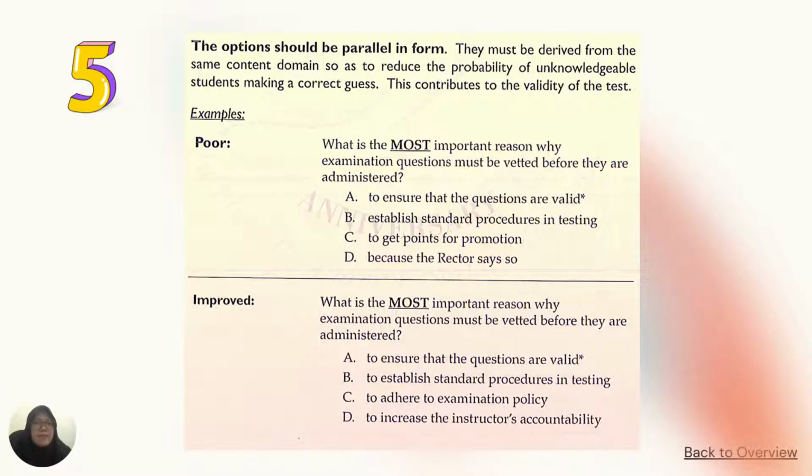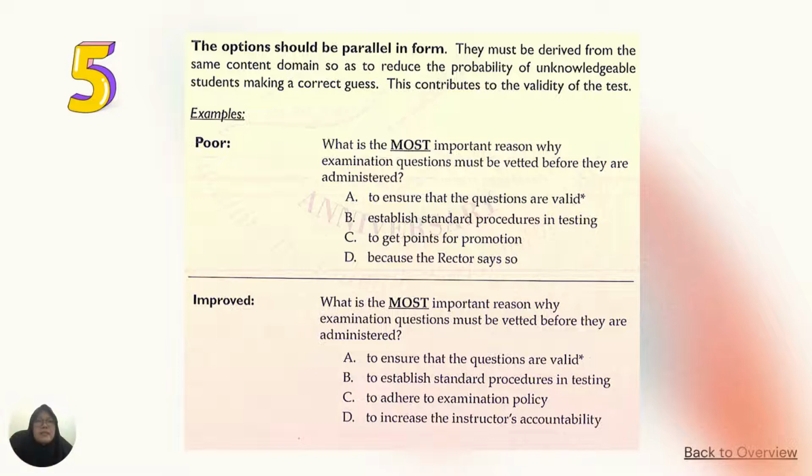And then the fifth guideline is that the options should be parallel in form. They must be derived from the same content domain so as to reduce the probability of unknowledgeable students making a correct guess. This contributes to the validity of the test. It is very important to have parallel options, because usually students can predict that the answer would be the longest option. That's why we shouldn't have a very long option; options A, B, C, D or E should be the same length.